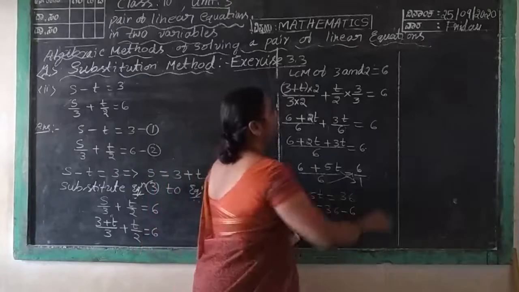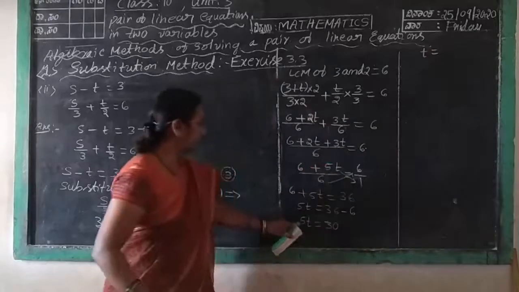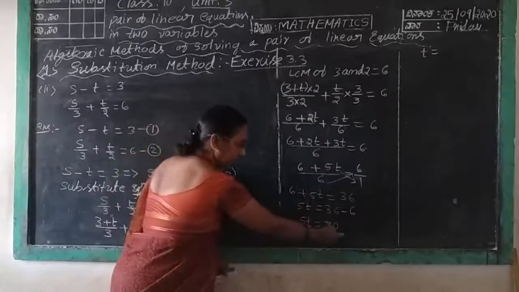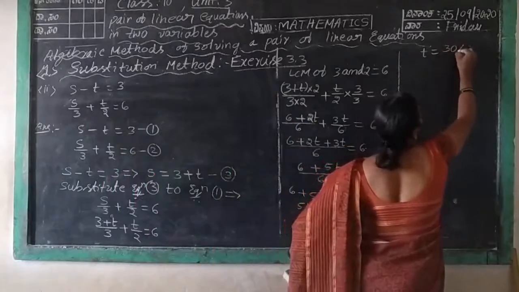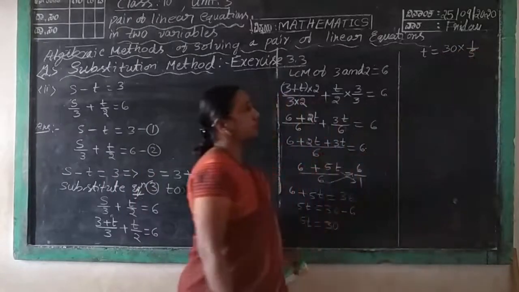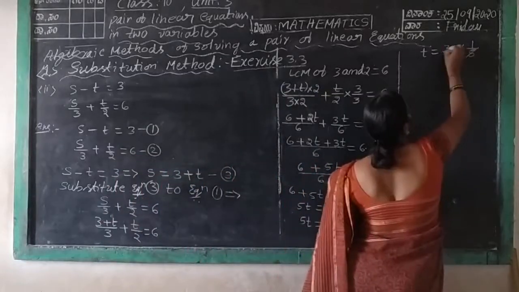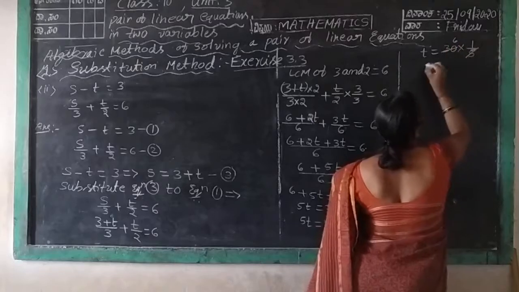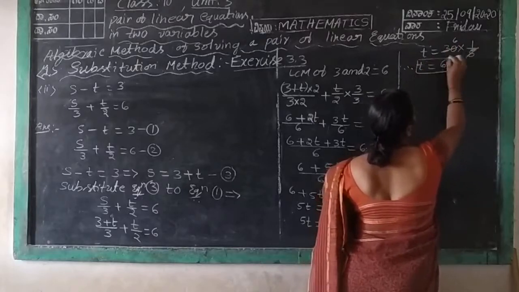Then t is equal to, we shift the 5 to the RHS. It changes to the denominator, 5 by 1 changes to 1 by 5. We divide 30 by 5, that is 6. That is the value of t is equal to 6.